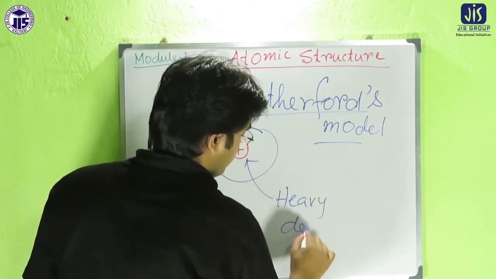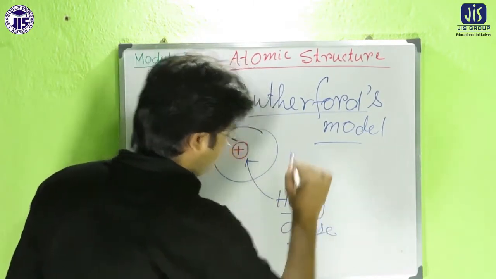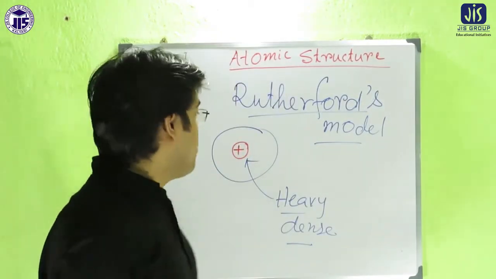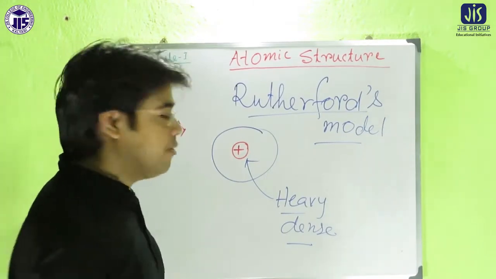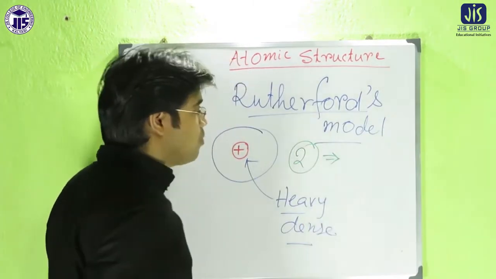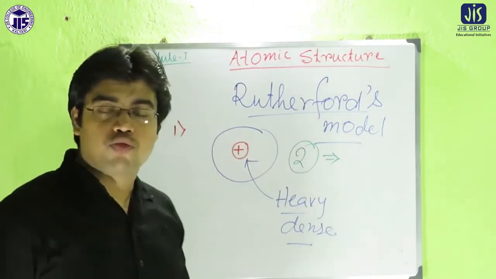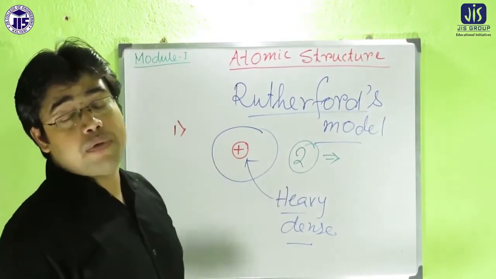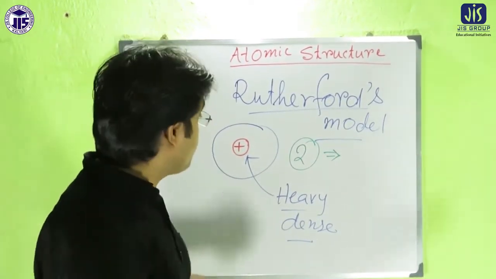The heavy dense nucleus exists. And then Rutherford told that the maximum part of the atom is vacant. This is the second postulate of Rutherford's model: the maximum part of the atom is vacant. Why did Rutherford place such a postulate?